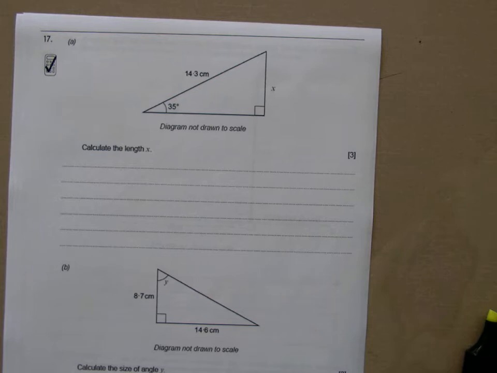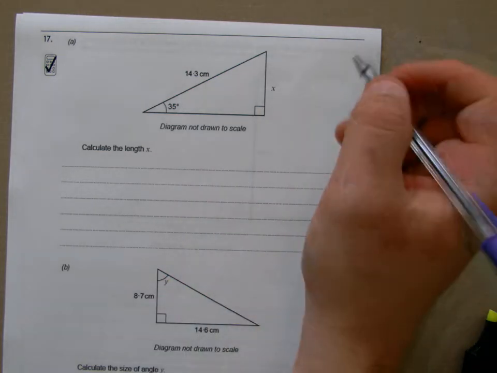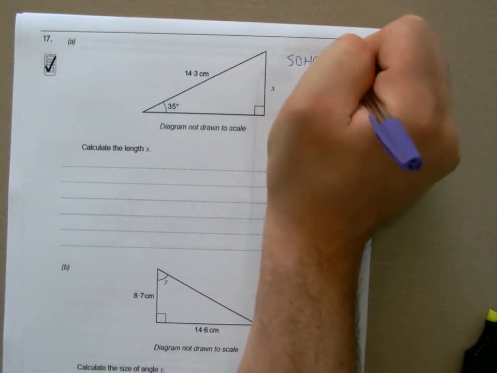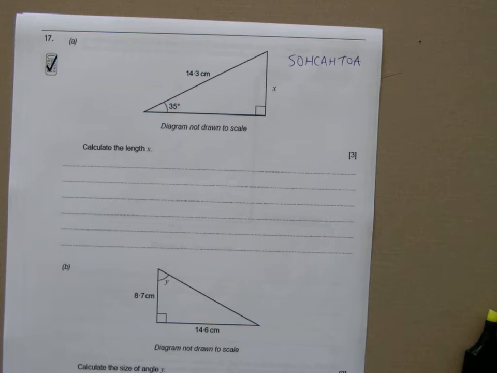Okay, so trigonometry again: angle given, right-angled triangle, and they've given us that side, and we want to work out what x is. So, first thing I'll do, I'll write down SOHCAHTOA, which you need to remember for the exam.